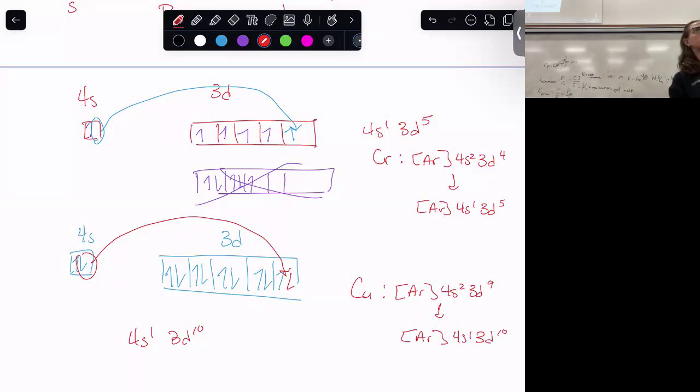That makes sense. So under chromium is molybdenum, right? It would also do that. And cadmium, oh no, sorry. And silver is under copper, right? It would also do that.